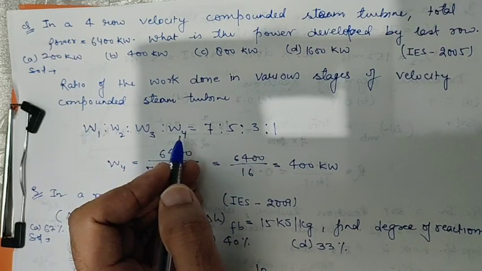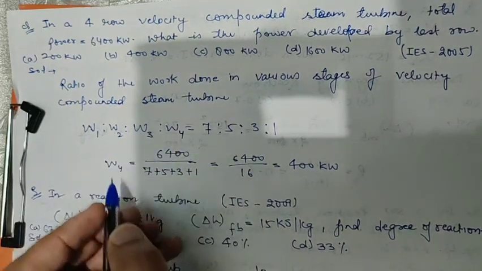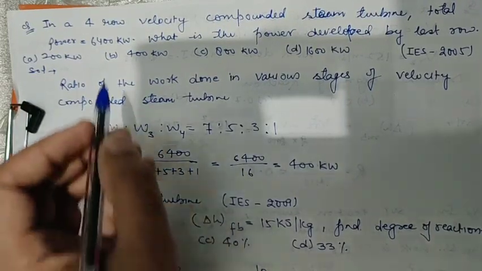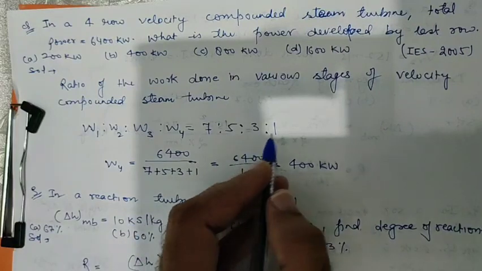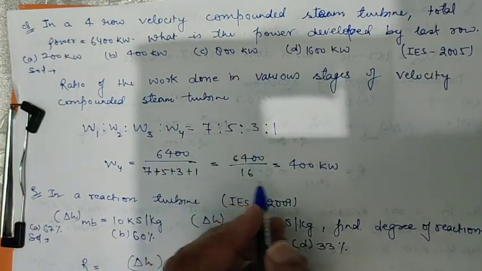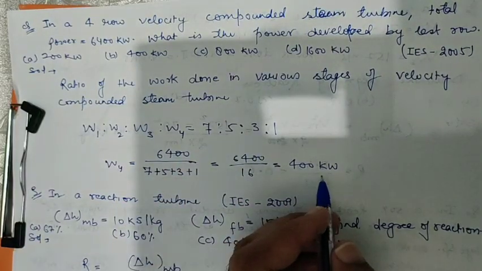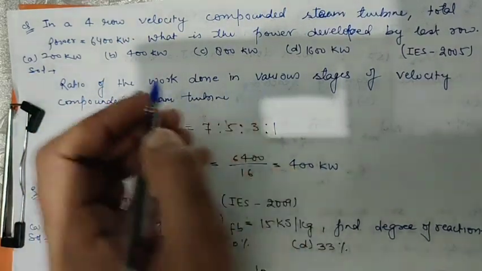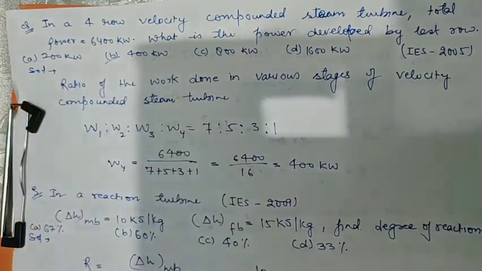So therefore from this formula we can easily calculate W4 is equals to 6400, that is given to you, divided by the summation of this ratio. So it is 400 kilowatt. It means 400 kilowatt power is generated by the fourth stage, that is this option.